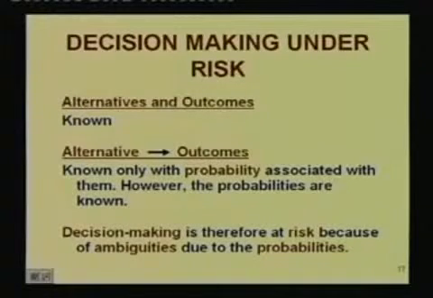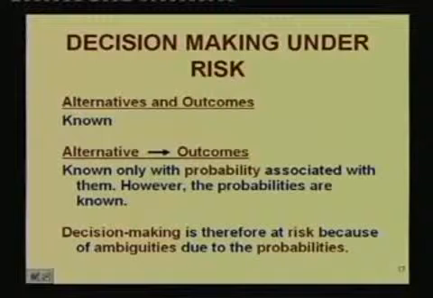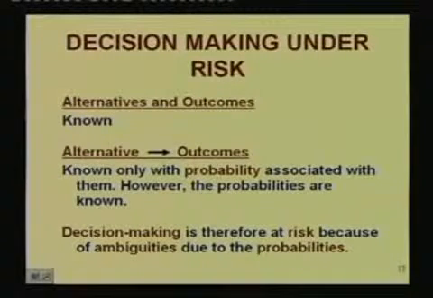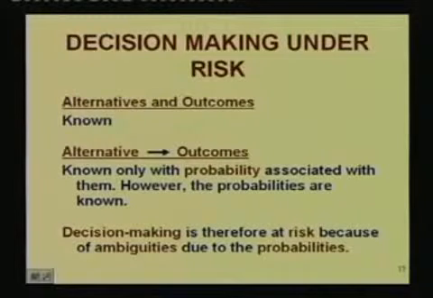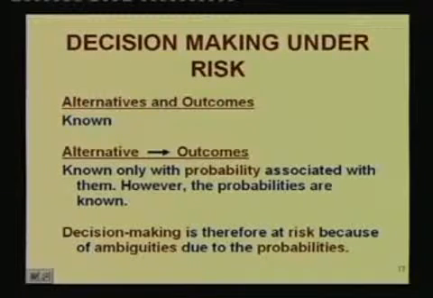Now decision making under risk. What happens here? The alternatives and outcomes are known, but the link from alternatives to outcomes is known only with probabilities associated with them. However, the probabilities are known. So basically, suppose you have different decision alternatives. Let's take a simple example.